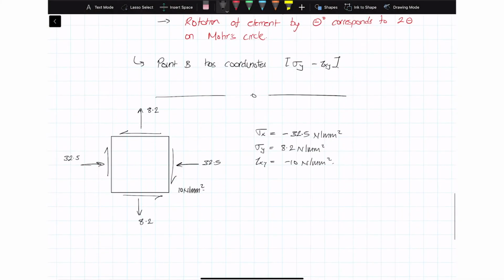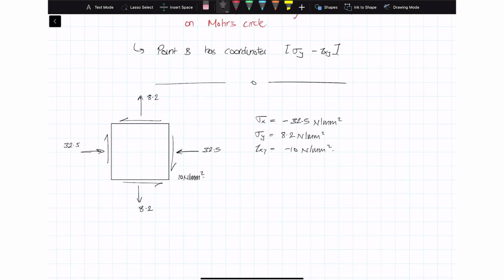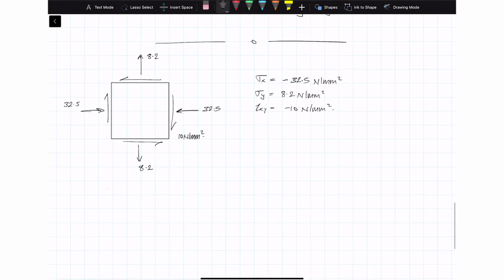All right then, so there's our element, and there's the stresses on our element, right? Now we want to represent the state of stress graphically using Mohr's circle. So let's just work our way through our steps here, right? The first step is the center of the circle. What is the center of the circle, or the coordinates?